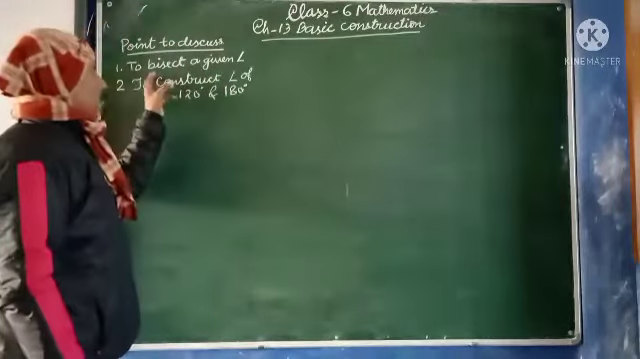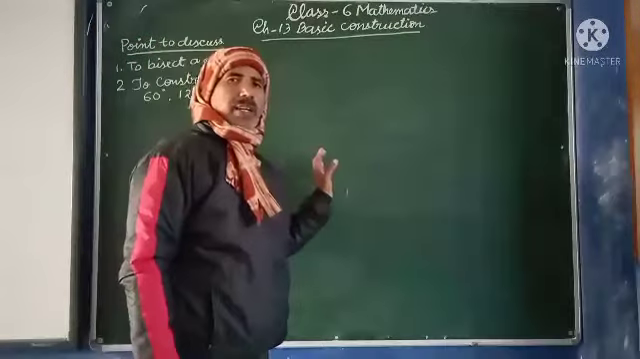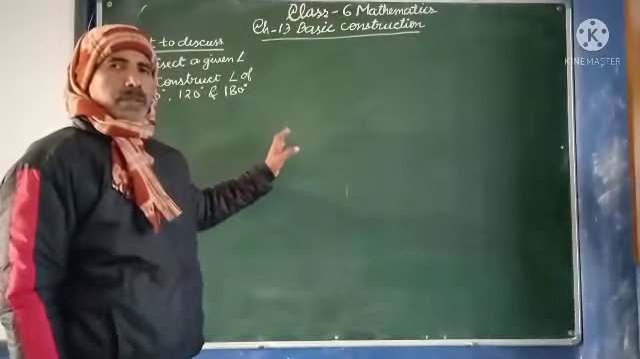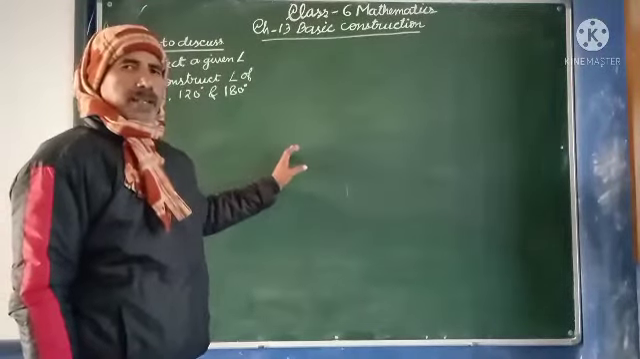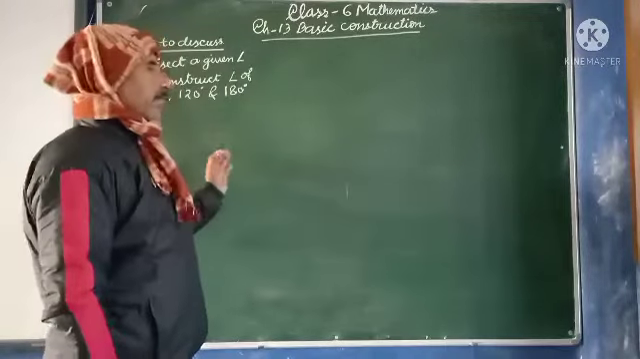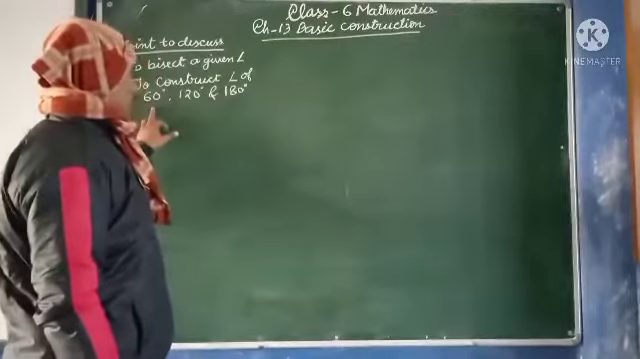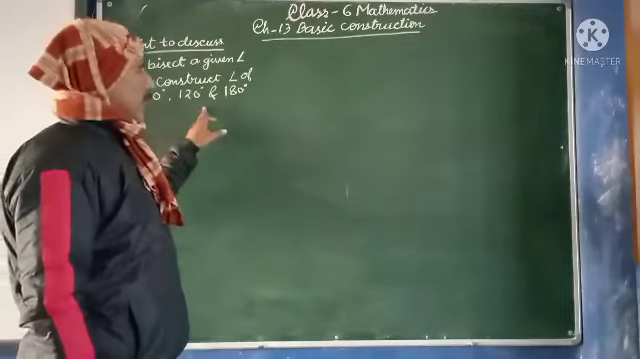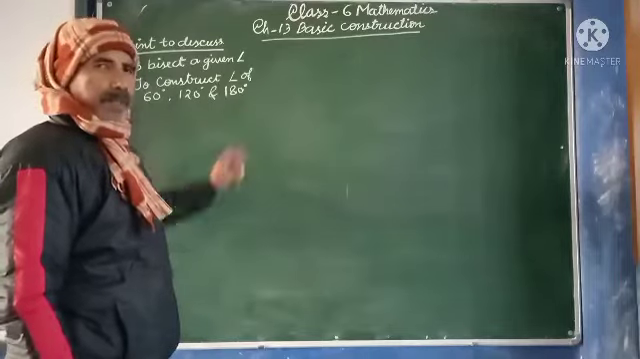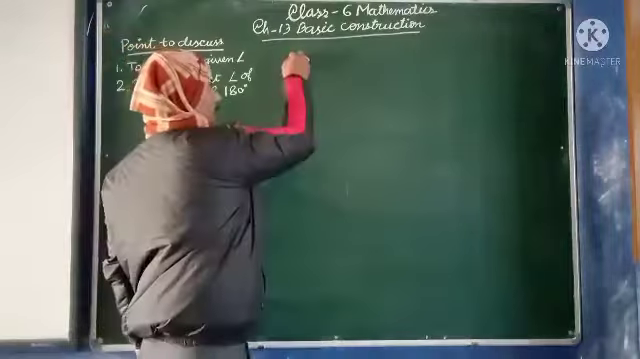One is to bisect a given angle. Means any angle is given and we have to bisect it. What are the steps we follow to bisect it? We will learn in this video. Then by using the compass and ruler, we will study how to make the angle of 60 degree, 120 degree and 180 degree. So start with topic number 1, to bisect a given angle.